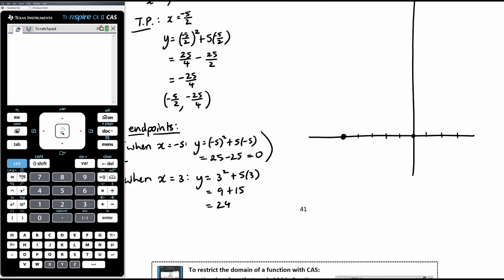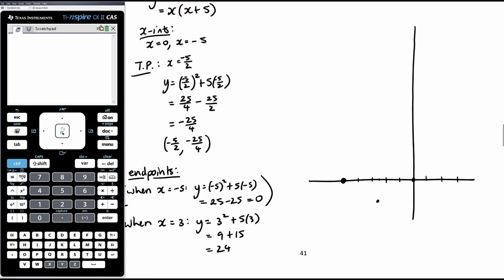X-intercept at the origin, turning point at -2.5, -25 on 4, which isn't very big compared to the fact that we need to go to 324 up here. Okay, so I'm just going to try and draw in the shape and sort of stop somewhere up here roughly in line with that 3. So that is the point 324.